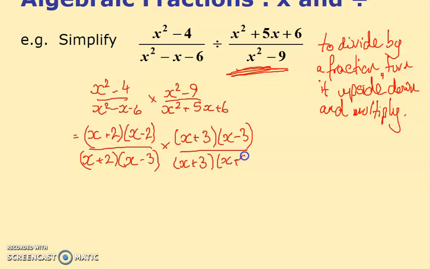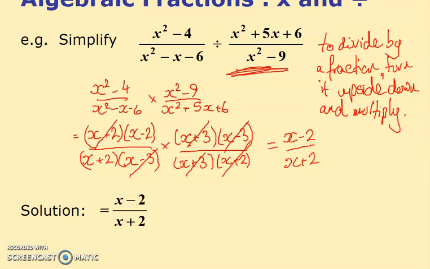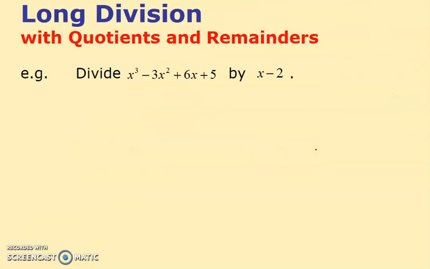And again, you now look for lots of crossings out, top and bottom, so they clearly go. That one goes with that one. So x plus 2 goes with that one, and I'm now left with x minus 2 over x plus 2. So I've got x minus 2 over x plus 2. It looks almost the same as last time, but I don't think it's quite the same. But that's the answer. So all fairly straightforward so far.